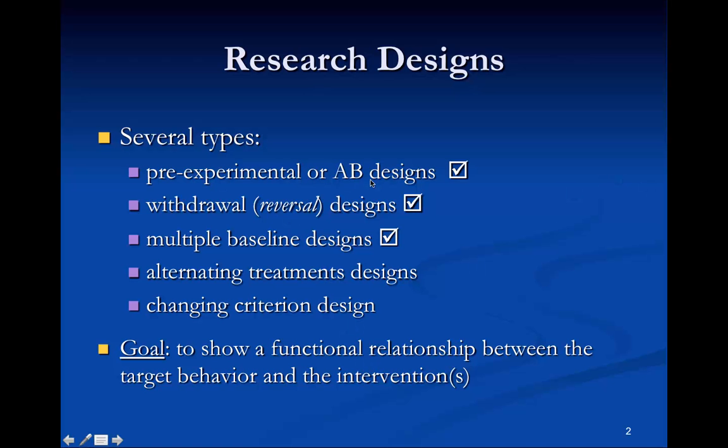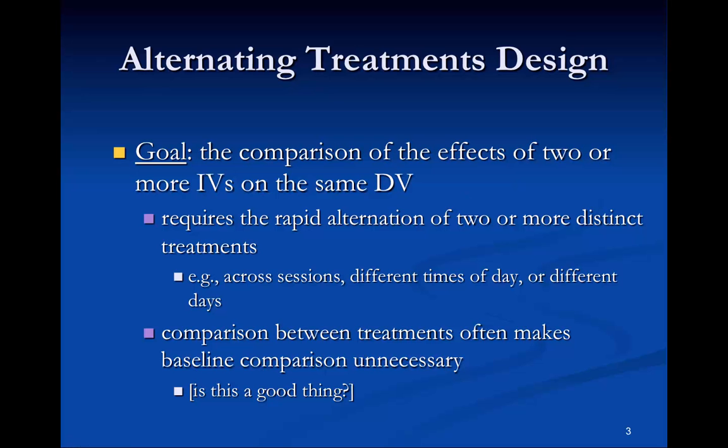And the AB, unfortunately, although it may be all we can do in some cases, may suggest that there's some functional relationship, but it's really just correlational, and it does not demonstrate that. Okay. So the goal in an alternating treatments design is to compare the effects of two or more independent variables on the same dependent variable. So the effects of two or more treatments on the same target behavior.